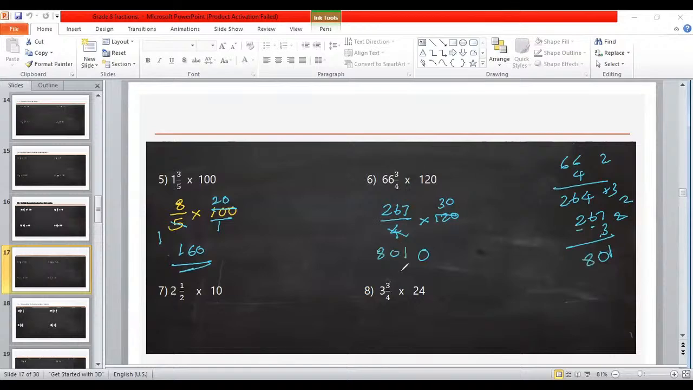Next one. 2 times 2, 4 and 1, 5 over 2 into 10. 4 times 3, 12, 12 and 3, 15 over 4 into 24. How many 24s are there for 24? There are 6, 6 times 15. That is 90, right? 6 times 5, 3 remaining. 6 times 1, 6 and 3, 9. Answer is 90.